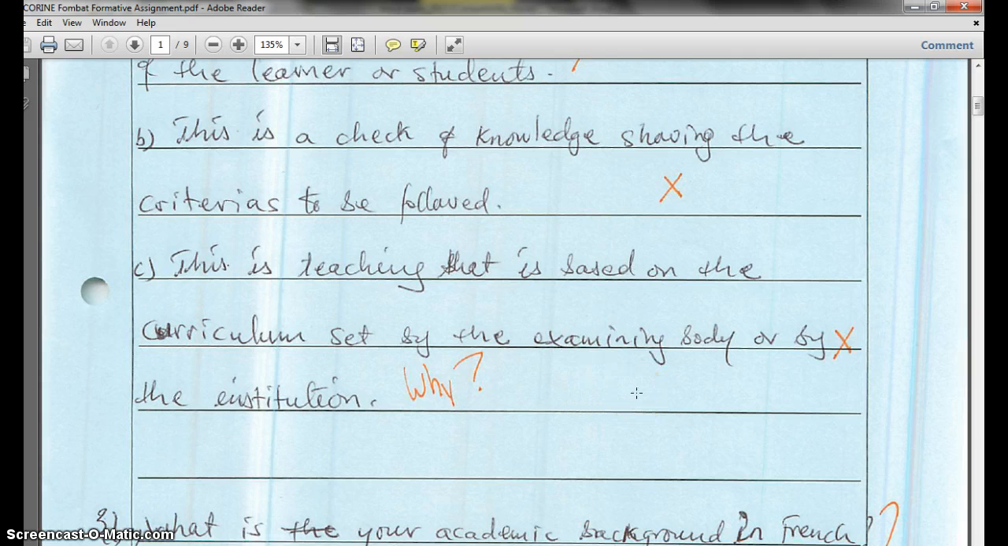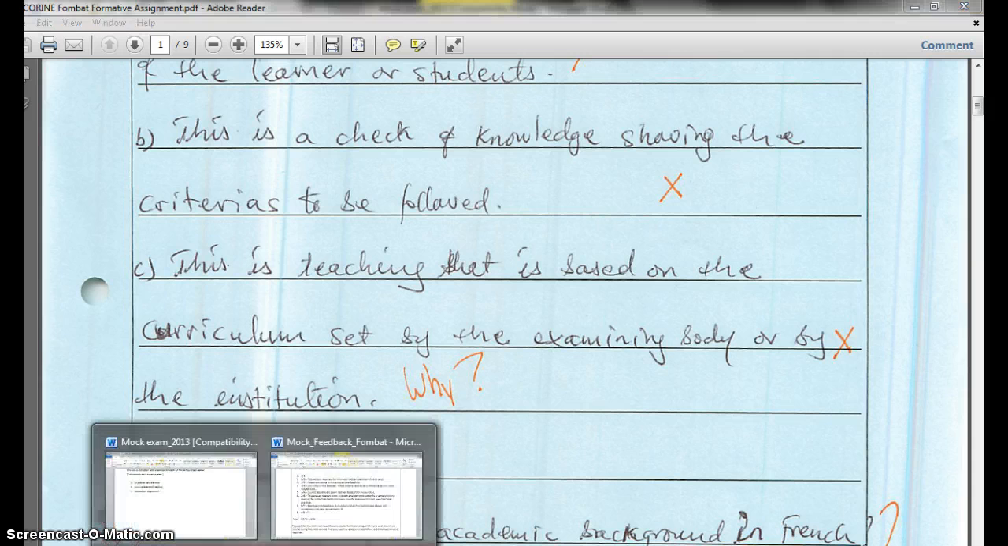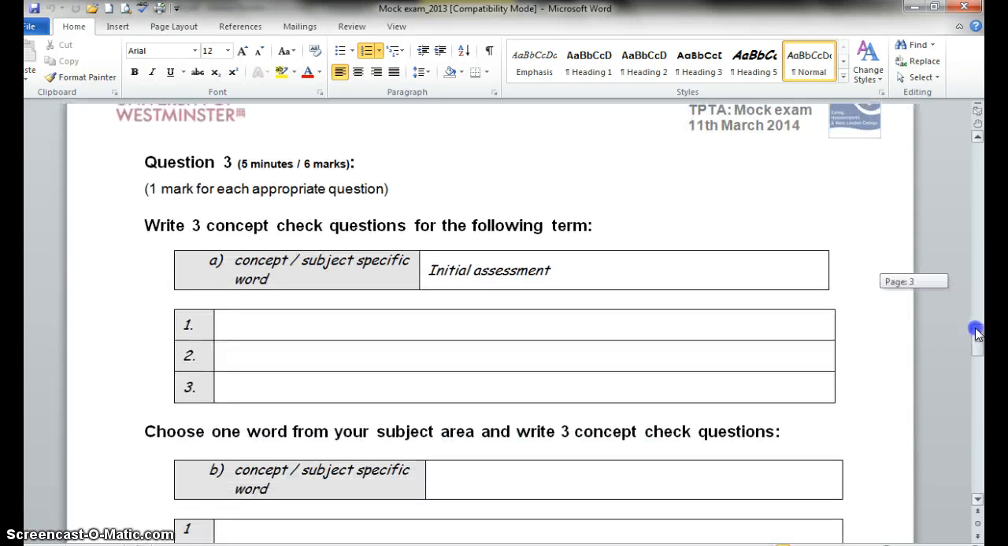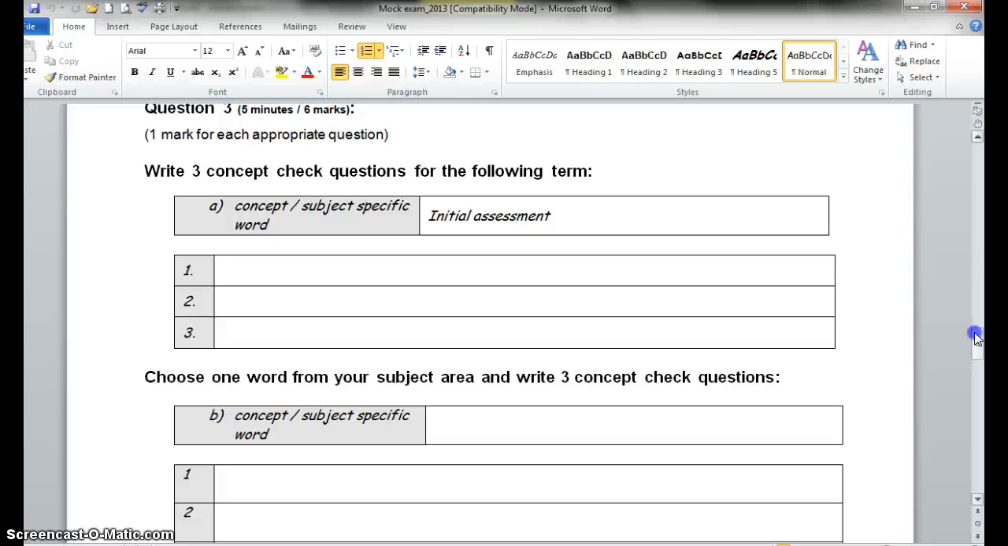Okay? So for homework, just make sure you study the vocabulary again. You've got all the definitions, so just give that some revision, because there will be some terminology on the final exam. Okay? Question number 3 was about concept questions.